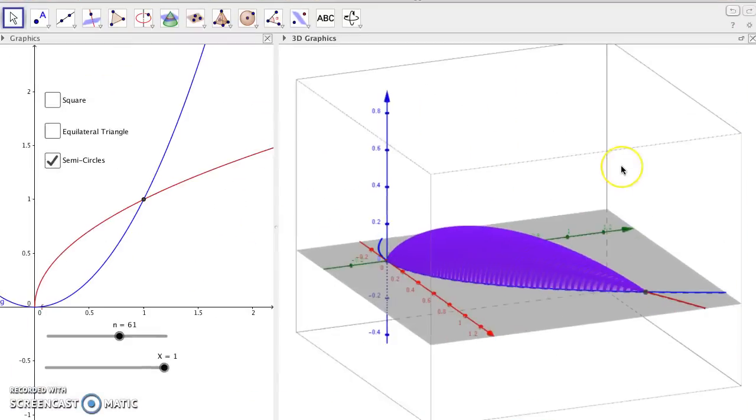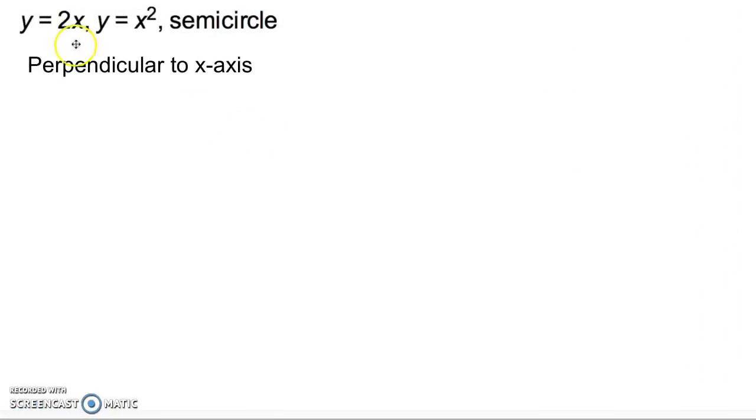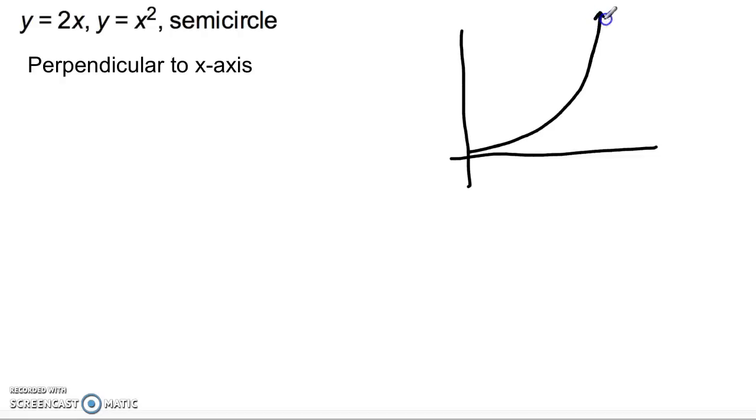Okay, so back over here. So we have the graphs of y equals 2x, y equals x squared, and we're going to build semicircles this time. So again, a little sketch goes a long way. We're in the first quadrant again here, right? So y equals x squared, maybe it goes up like that. y equals 2x goes up like this.